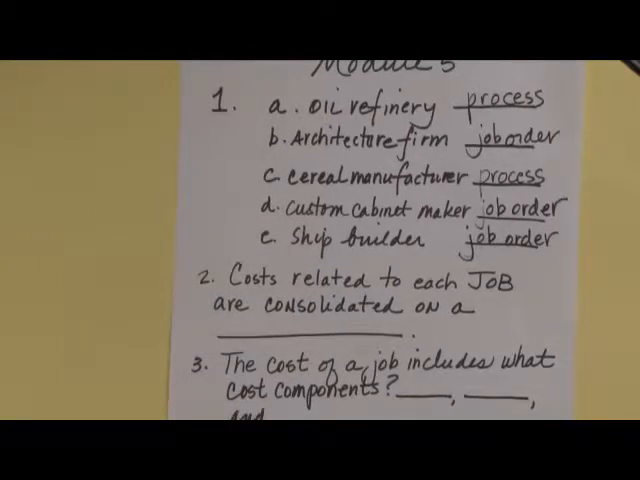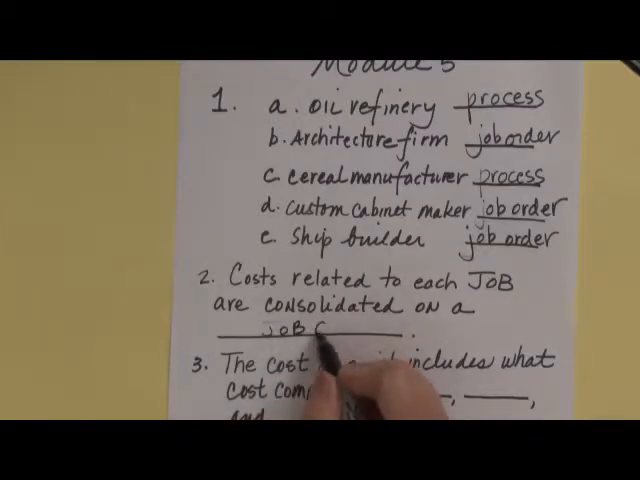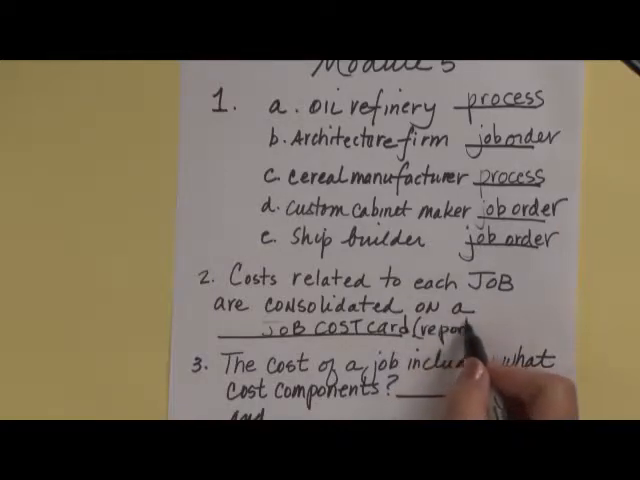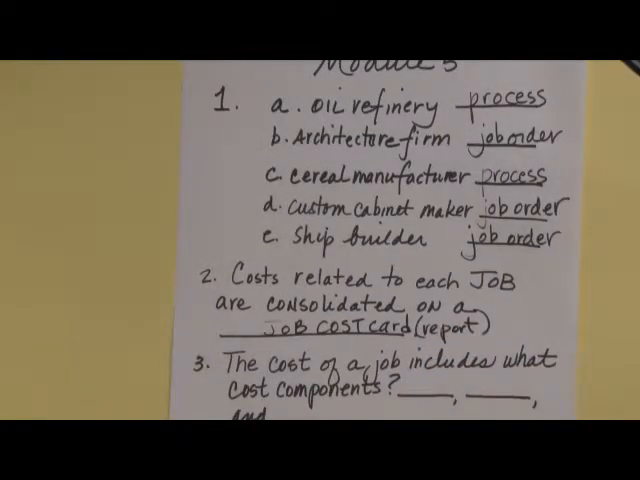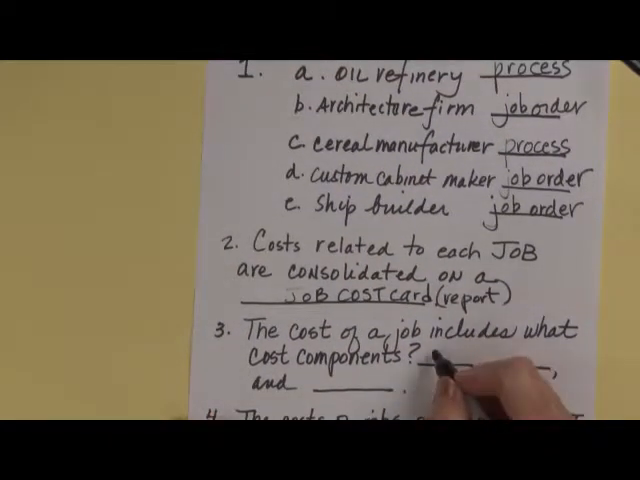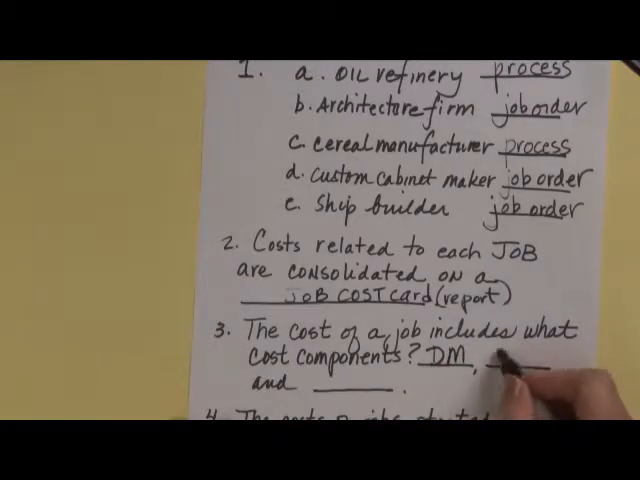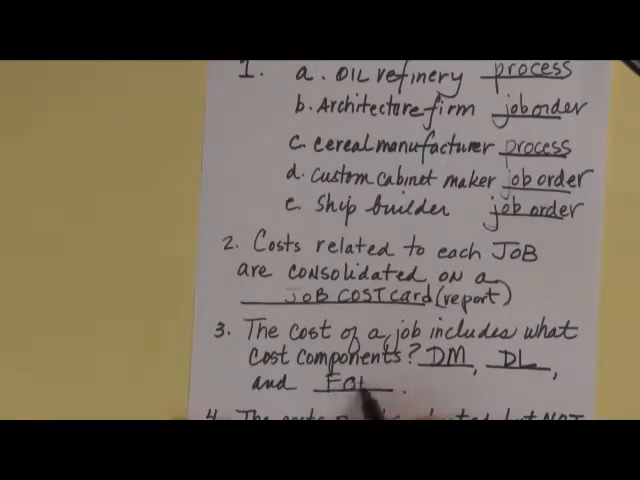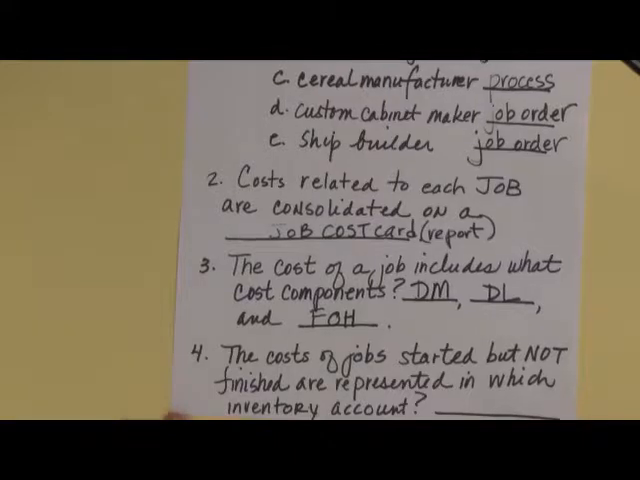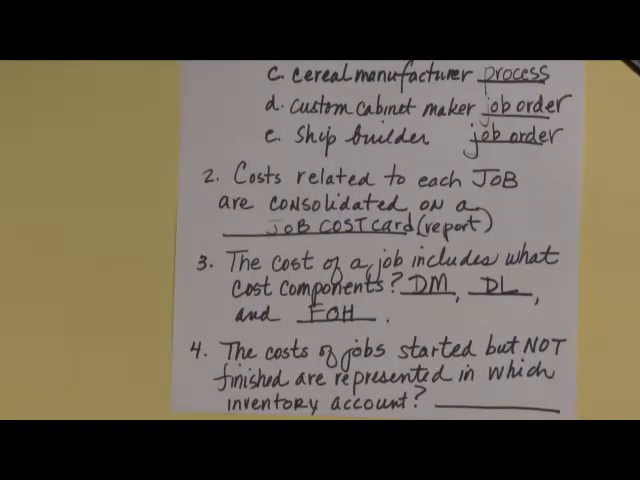Number 2, costs related to each job are consolidated on a job cost card, and this is often called a job cost report. And going on to question 3, the cost of a job includes what cost components? It would be direct material, direct labor, and factory overhead. And finally, number 4, the cost of jobs started but not finished are represented in which inventory account? This would be work in process.